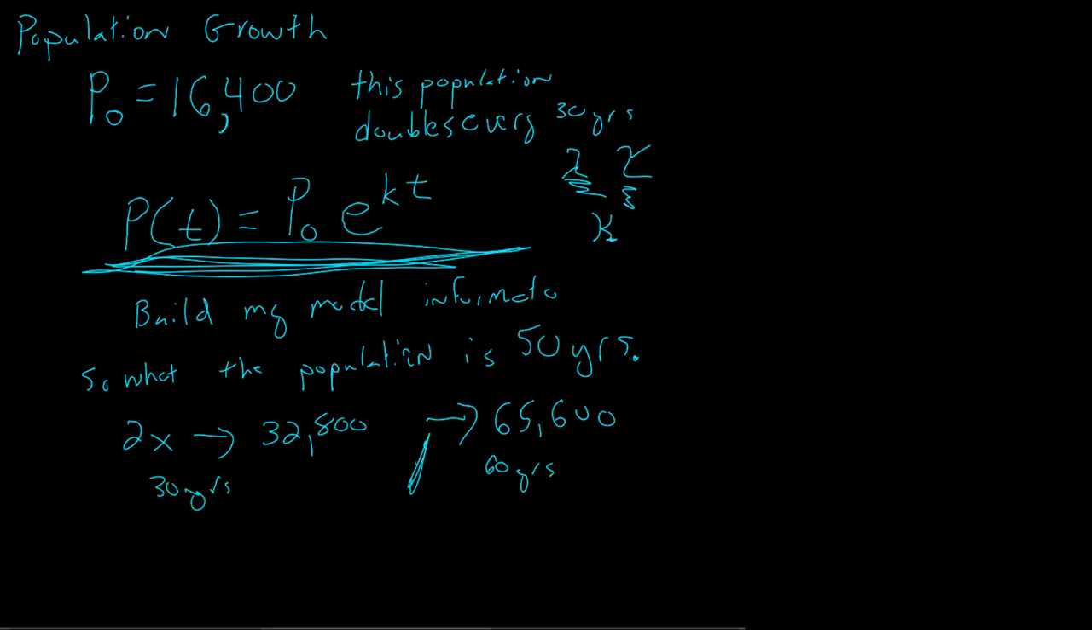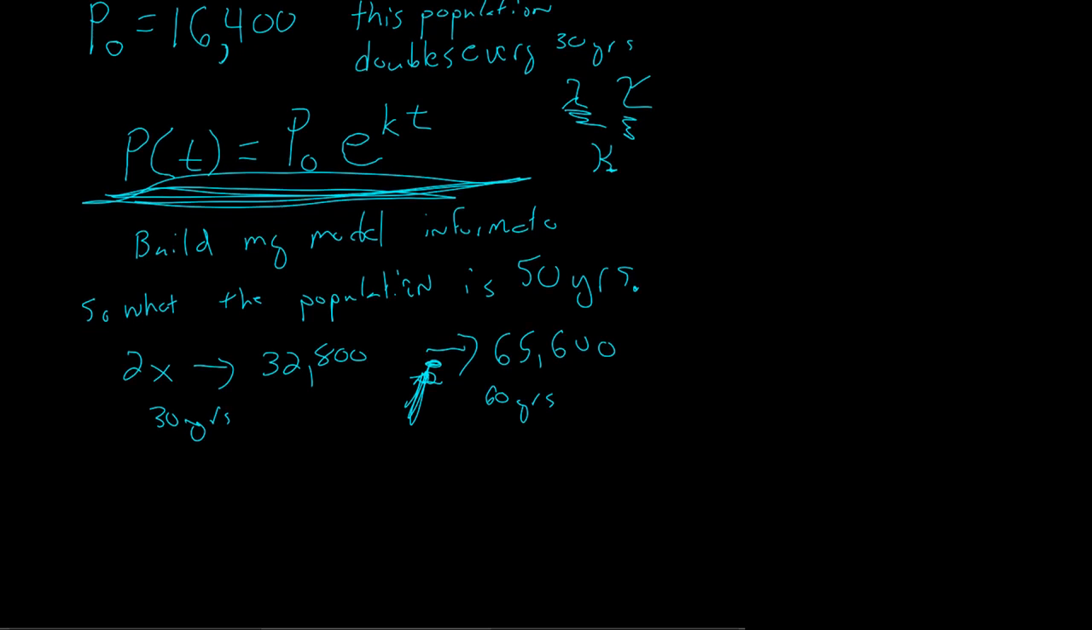And what I'm looking for is in 50 years, so it's going to be somewhere around there. I just want to think about my problem before I dive in and start using all these exponentials. I want an idea of what's going to happen. If the population doubles every 30 years, in 30 years it'll be 32,800. In 60 years it'll be 65,600. Well, I'm looking for 50 years, so I'm somewhere in the middle of that. And I'm just going to use that as my guiding. Now I'm going to let the math tell me what to do.